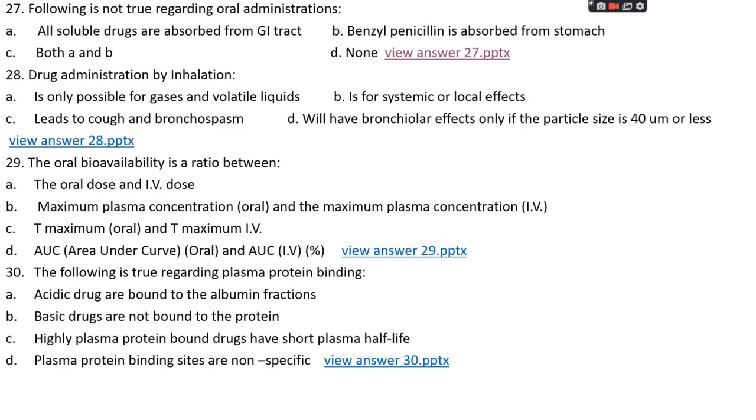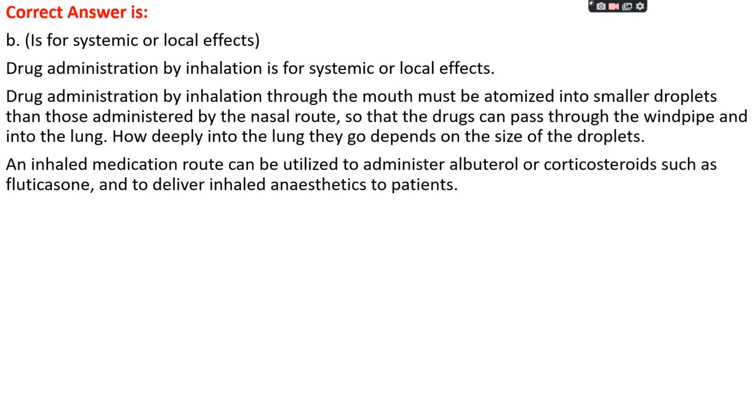Okay. Question number 28. Drug administration by inhalation. Option A, is only possible for gases and volatile liquids. Option B, is for systemic or local effect. Option C, leads to cough and bronchospasm. Or option D, will have bronchiolar effect only if the particle size is 40 μm or less. The right answer is option B, that is for systemic or local effect.